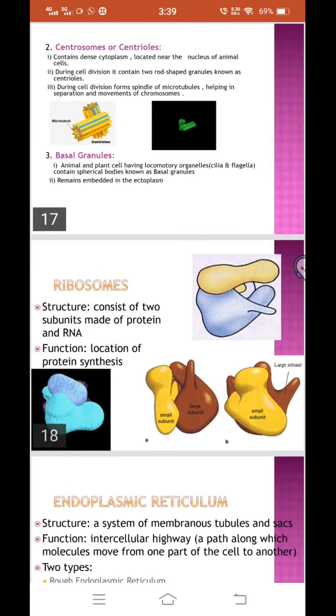so these are the structures of the ribosomes shown in the diagram, that is this ribosome has a smaller unit and a larger unit. So two subunits present होते हैं ribosomes में, that is small unit and larger unit, and these subunits are made up of protein and RNA, and these ribosomes are the location for the protein synthesis. Okay, and they generally occur in the mitochondria.